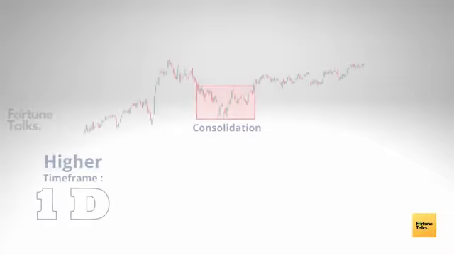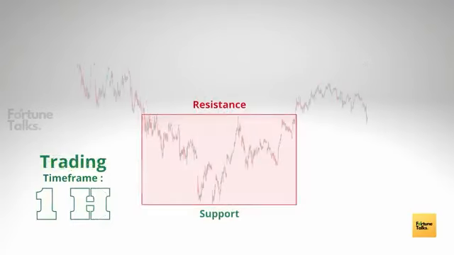Now taking another example, if your trading time frame is a 1 hour time frame, you should spot a tight consolidation on a higher time frame, which in this case could be a daily time frame. And if you are able to find a tight consolidation in your daily time frame, then it is likely that you will find a support and resistance trading opportunity in the lower time frame, which is a 1 hour time frame. This is a pretty good technique that you can use to find support and resistance trading opportunities in the market.